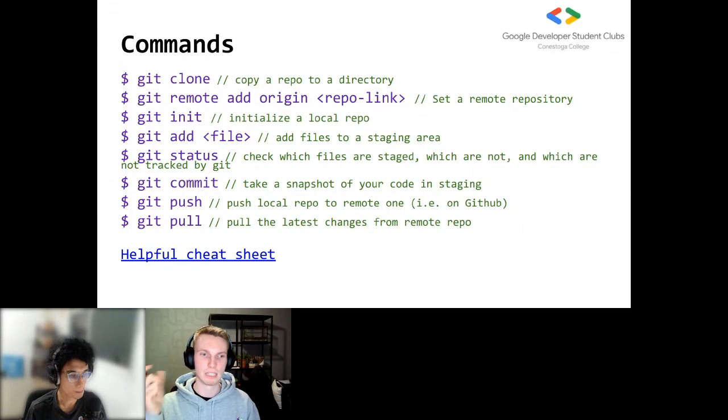And git pull gets the code from the remote repo back onto your local machine here.